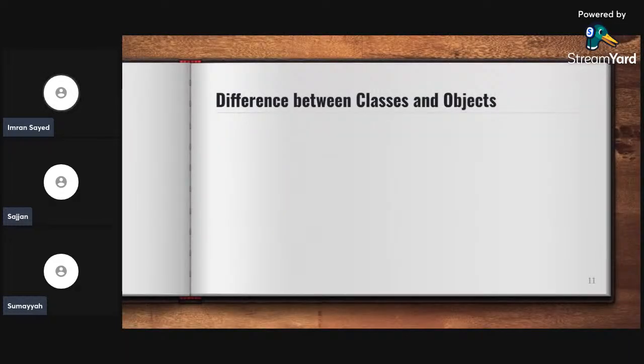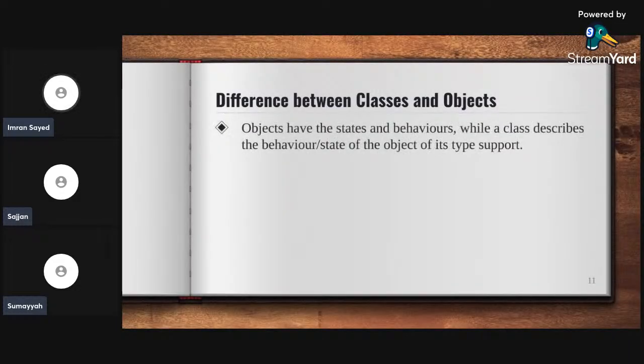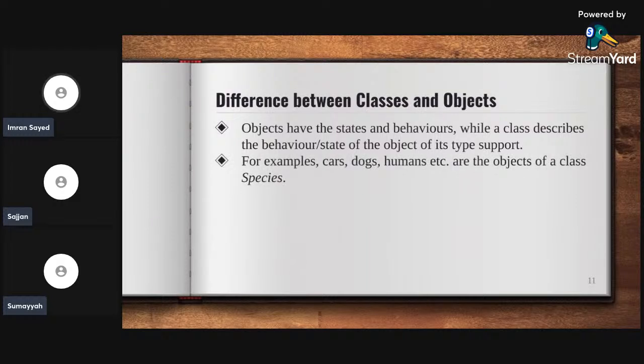What's the difference between classes and objects? Objects have states and behaviors, which are properties and methods, while a class describes the behavior or state of the object of the type it supports. For example, let's say cars, dogs, and humans are objects of a class species. So there's a class called species, and we can create multiple objects out of that. One object can be car, another could be dogs, the next could be humans, could also have aliens.